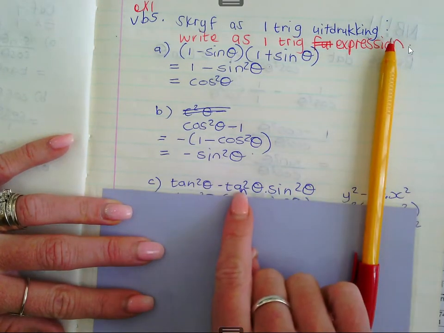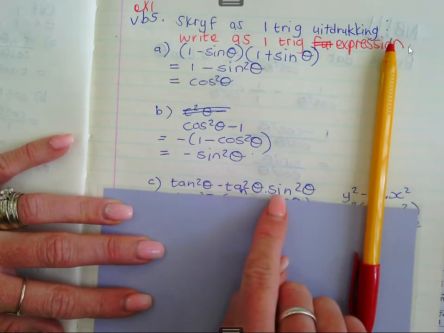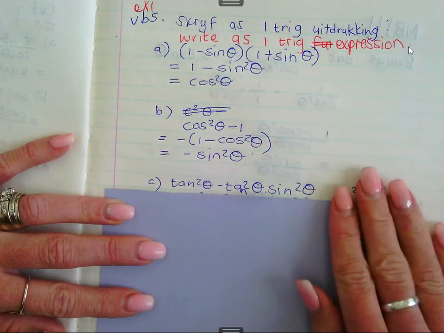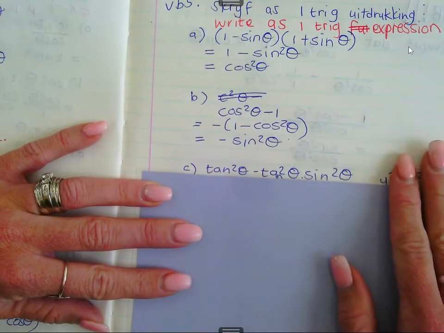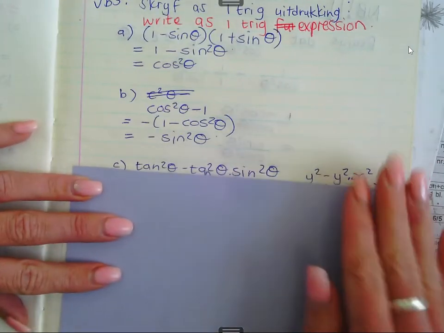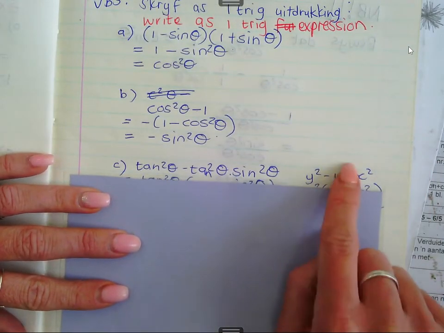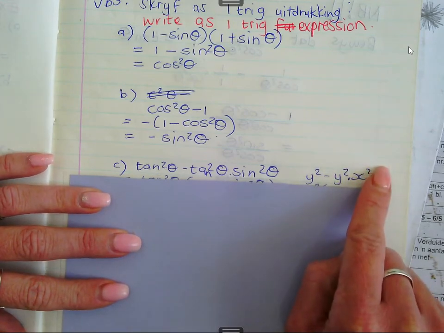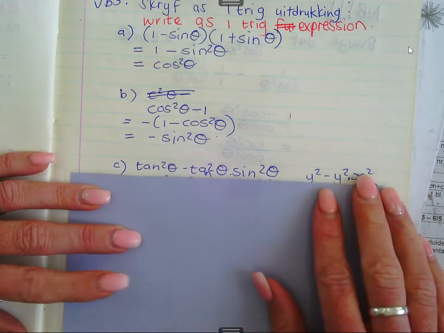That thing is very ugly, but it's tan squared theta minus tan squared theta sin squared theta. I told the Afrikaans class it looks like this. It's like y squared minus y squared times x squared. That's the same.